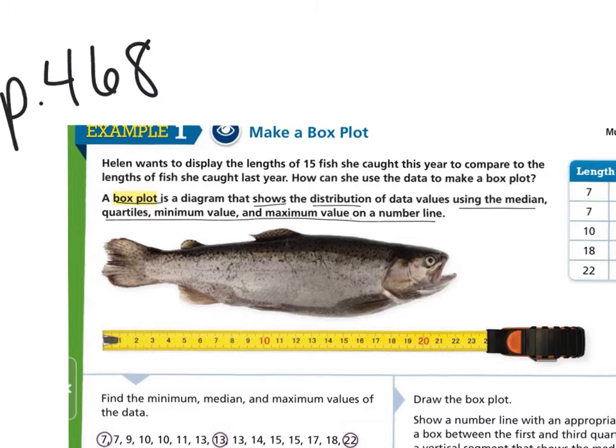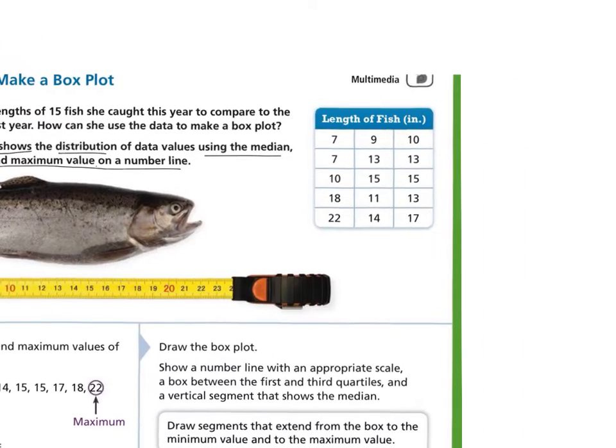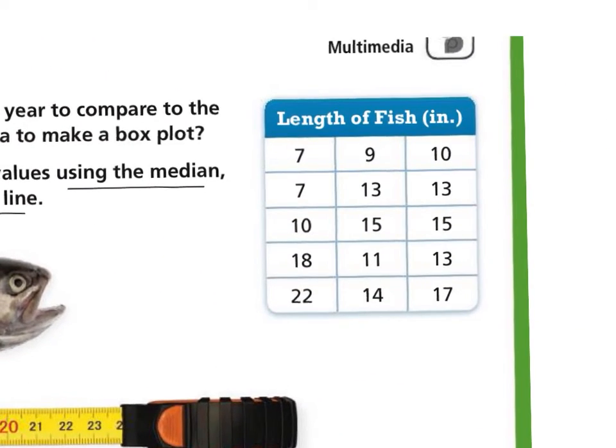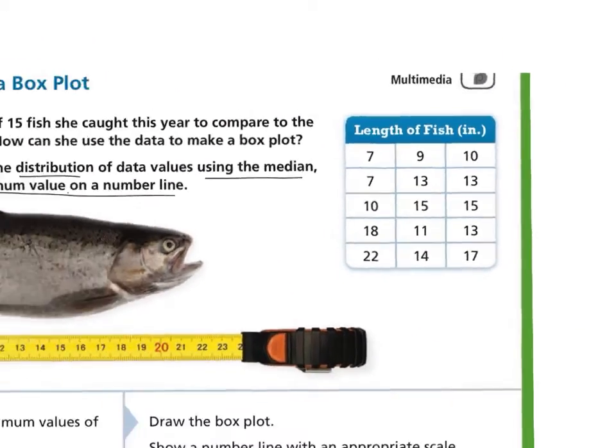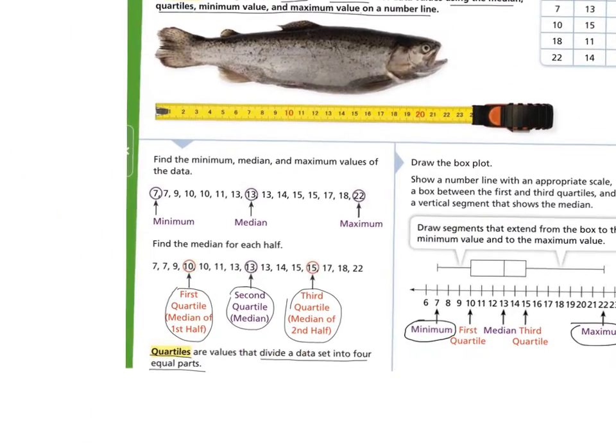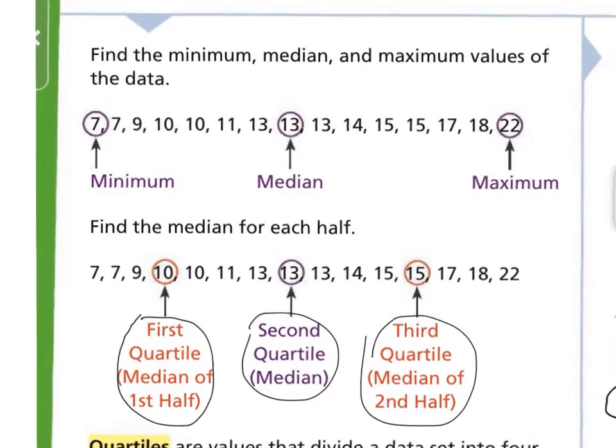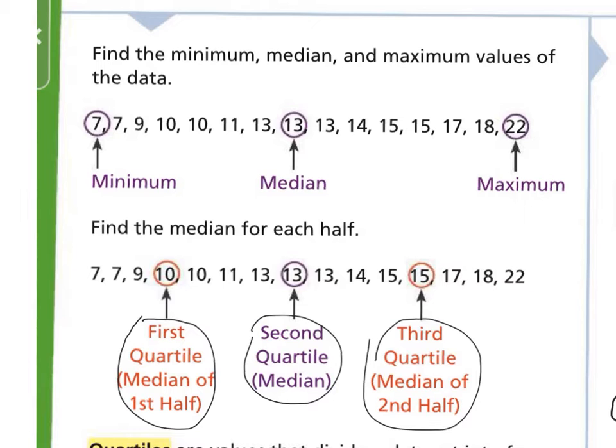number line. So what they're doing on example 1, there's a table here with the lengths of fish. They took those numbers. First of all, they took the numbers and put them in order. And then they found out what the median was. Obviously, we can look easily and tell what the minimum and the maximum numbers are. And then they found the first quartile and the third quartile.